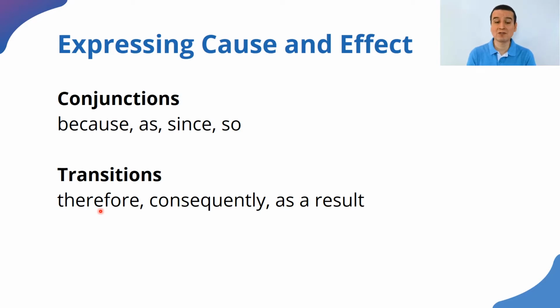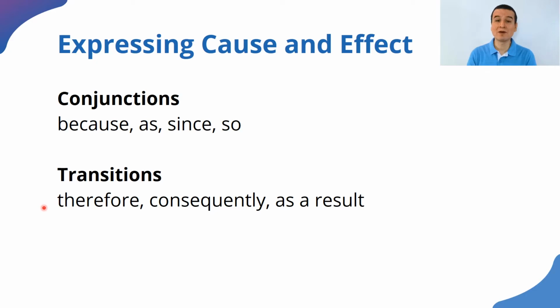The same thing happens with "consequently." I pushed the door, period. Consequently, the door opened. I pushed the door, and as a result, it opened. That could be one single sentence. So: I pushed the door, period. As a result, comma, the door opened.